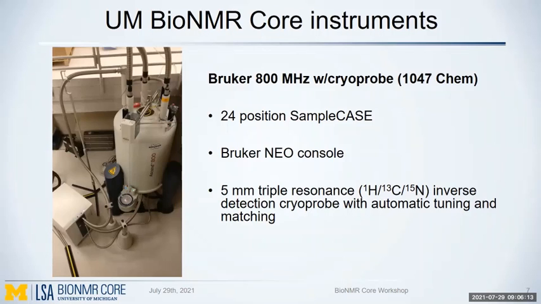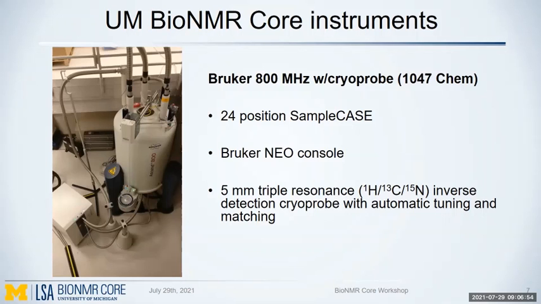And this instrument has a 5mm triple resonance inverse detection probe with automatic tuning and matching. So it has a 5mm probe, meaning that you can use any 5mm NMR tube in this instrument. Triple resonance means it can detect proton, carbon-13, and nitrogen-15. Inverse detection indicates that the inner coil of the probe is proton, so it has higher sensitivity for proton. This one has a cryo probe that is cooled by liquid helium, which provides a 4-fold increase in signal to noise ratio, and also it has automatic tuning and matching.